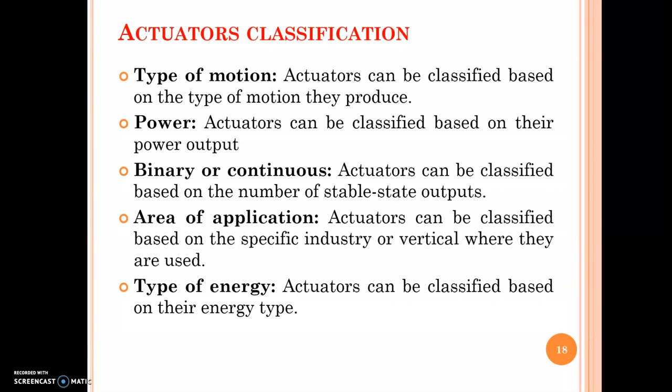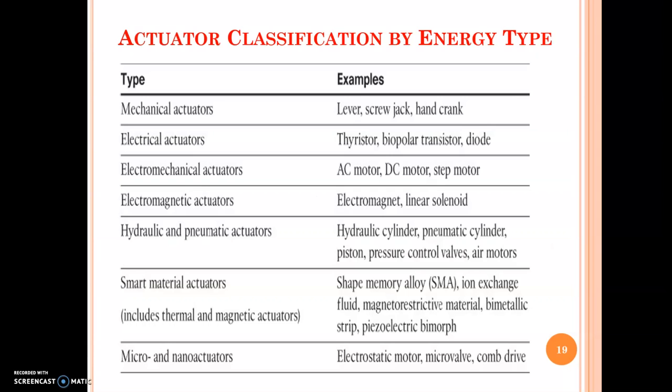Okay, so let's see the types by which I can classify the actuator based on the energy type. The first is the mechanical actuator, for example, a lever or a screw jack. The next one is the electrical actuator, which is nothing but the thyristor, a bipolar transistor, a diode. The next one is the electromechanical actuator, for example, AC motor, DC motor, step motor.